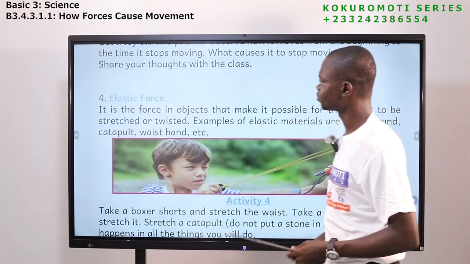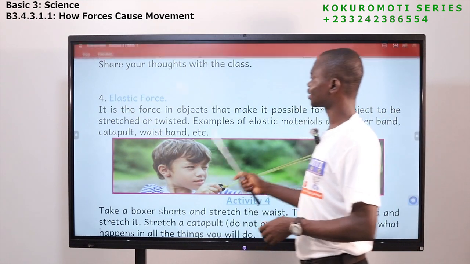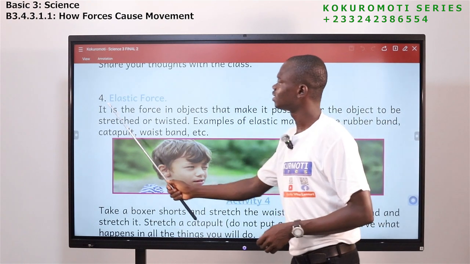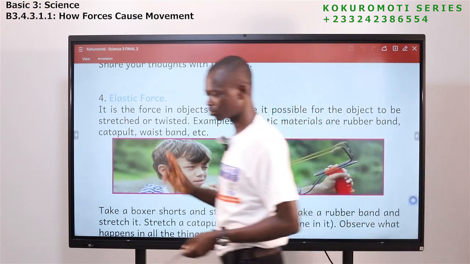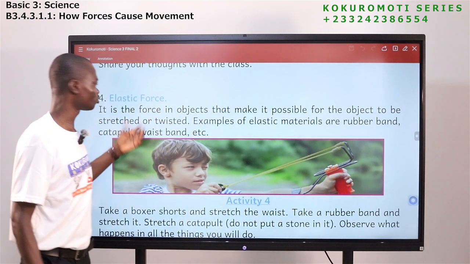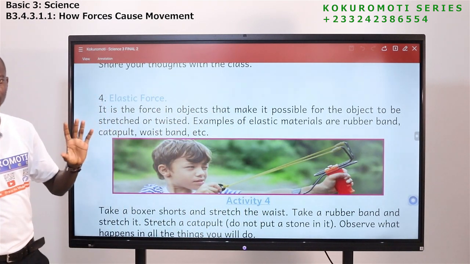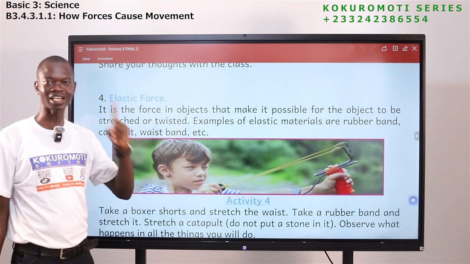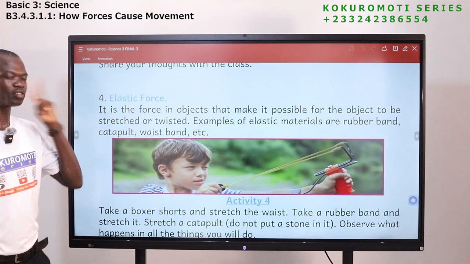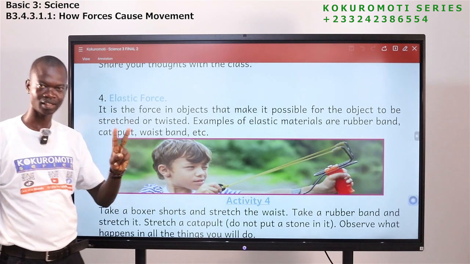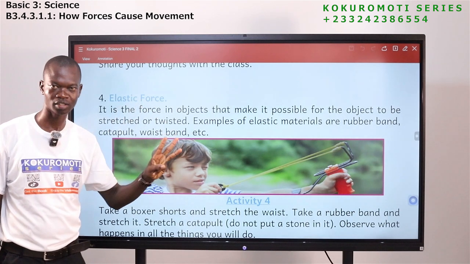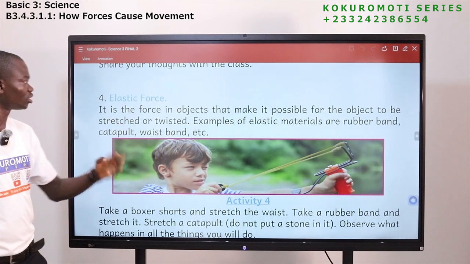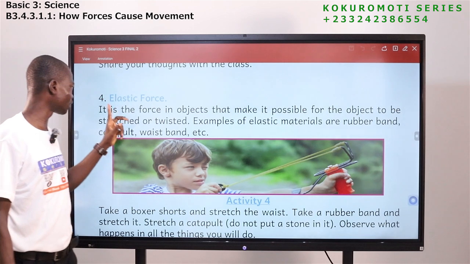Elastic force. All of you, elastic force. Again, elastic force. How many types of forces have you looked at so far? Apart from this, we have looked at 3. We have looked at electrostatic. We have looked at magnetic. The last one that we looked at is what? Frictional, or force of friction. We are looking at the 4th one, which is what?